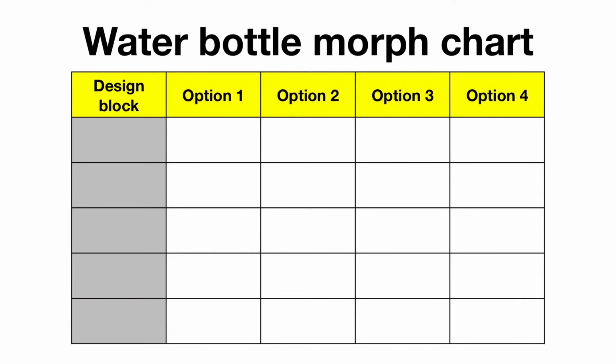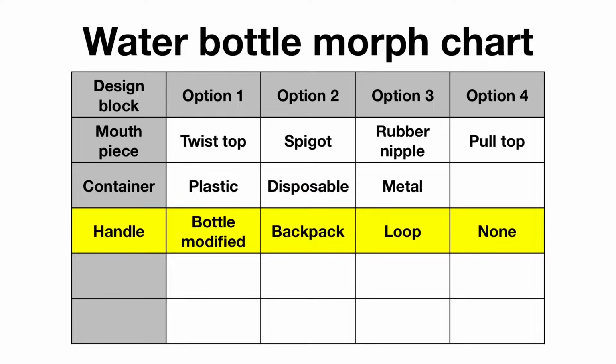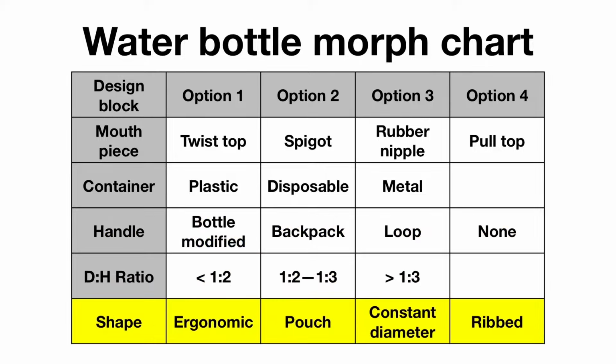We identified a number of design blocks for the design of the water bottle. First, we considered the design block of the mouthpiece, right? Because we had many ideas about how to design a new mouthpiece. We also considered the container, specifically the types of materials that the container could be made of. We considered a handle, how to hold onto the water bottle or attach it to a backpack. We also considered the diameter to height ratio, as well as the shape of the container.